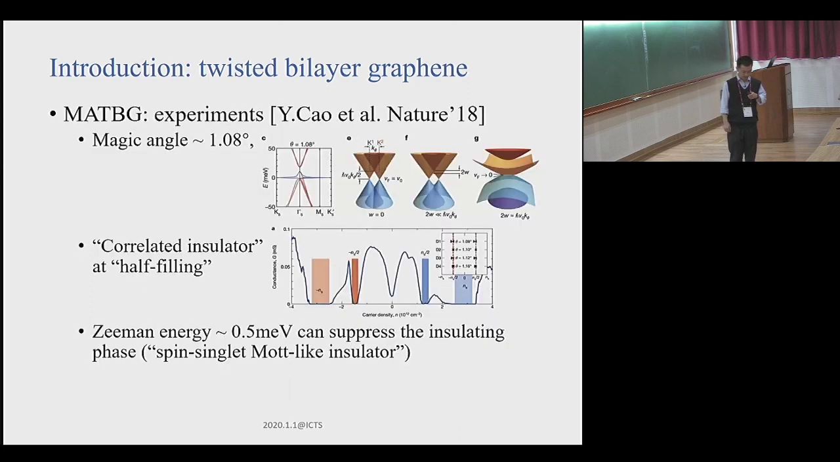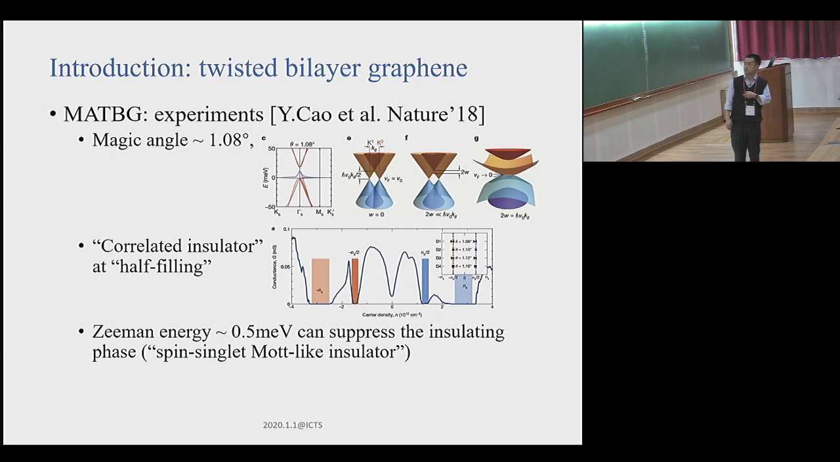The real breakthrough happened in 2018, when the Pablo MIT group really made good samples of twisted bilayer graphene. In previous years, I think some other experimental group may have accidentally made this sample, but the quality was not that good. The Pablo group really figured out this magic angle, which is roughly consistent with MacDonald's prediction.